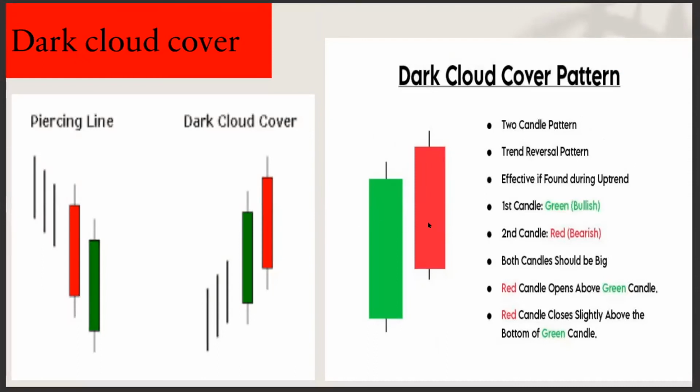Similarly, for the next candle, for example, the green one, the red one that formed has to close below the 50% of the body of the green candle here.